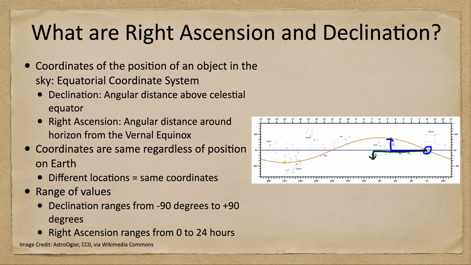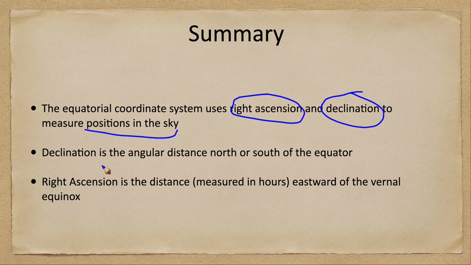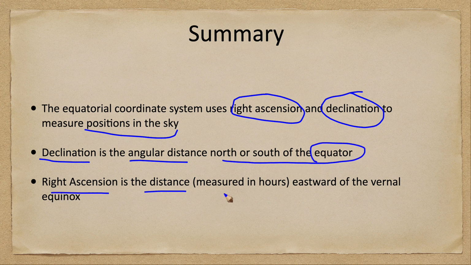So let's go ahead and finish up with our summary. What we've looked at today is that the equatorial coordinate system uses the two coordinates, which are the right ascension and declination, and that determines a position in the sky of any object. The declination is the object's angular distance north or south of the equator. The right ascension is the angular distance, which we measure in hours, eastward of the vernal equinox, or the positioning of the sun at the first day of spring.